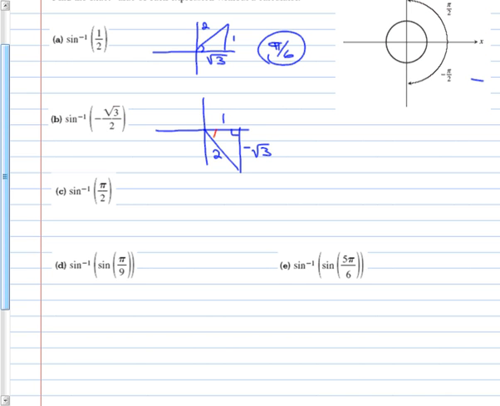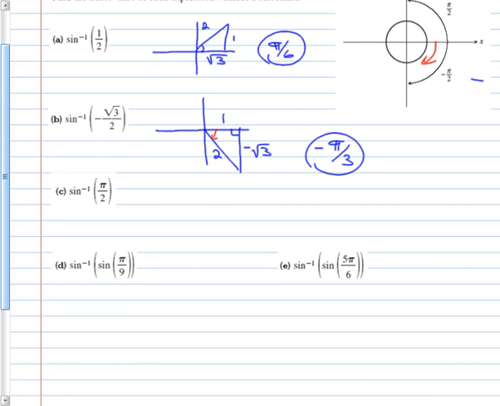So what is that angle right there? 60, 30. Oh, yeah. 60. It's a 60 degree, or in radians, pi over 3. In fact, it's a negative pi over 3 angle. Because if I was wanting to know between negative pi over 2 and positive pi over 2, these are negative angles down here. So it's a negative pi over 3. That's the answer to inverse sine of that one.